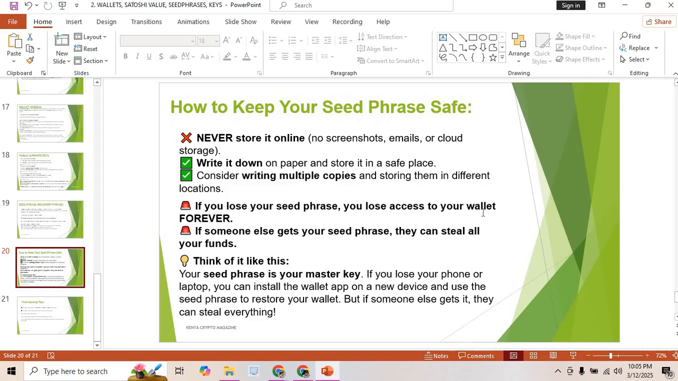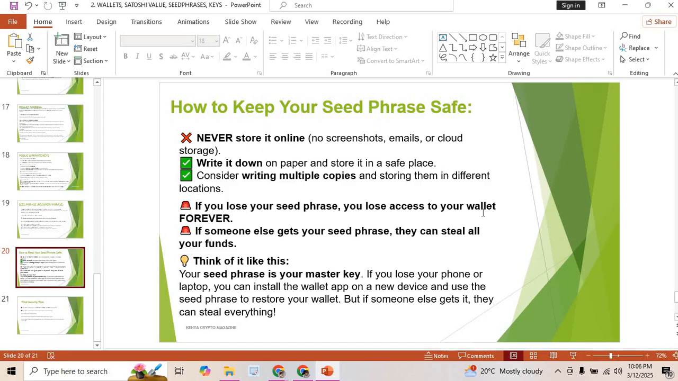Because someone can access your phone. Yes, number one, let's appreciate Pius. Somebody can access your phone, your gallery, and see your screenshot. Your email can be hacked. Your cloud storage can be hacked. So what do you do? Write it down on paper and store it in a safe place.